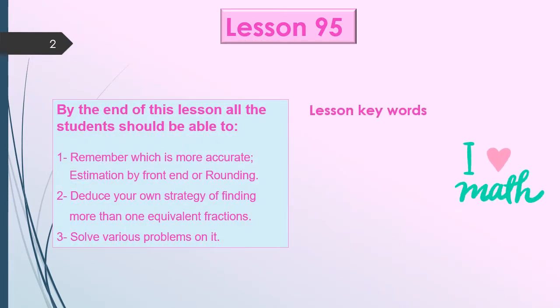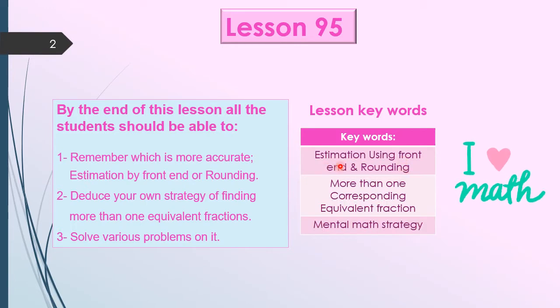Let's go to our objectives of this lesson. Remember which is more accurate, estimation by front end or rounding. We will deduce your own strategy of finding more than one equivalent fraction. We will solve various problems on it. Let's see keywords: estimation using front end and rounding, more than one corresponding equivalent fraction, mental math strategy.